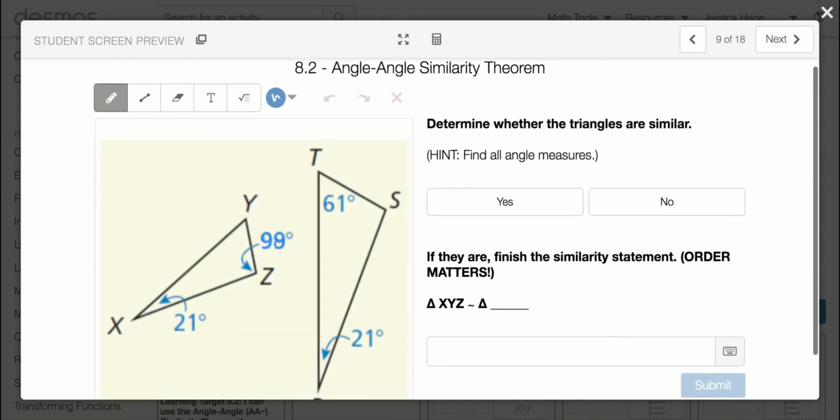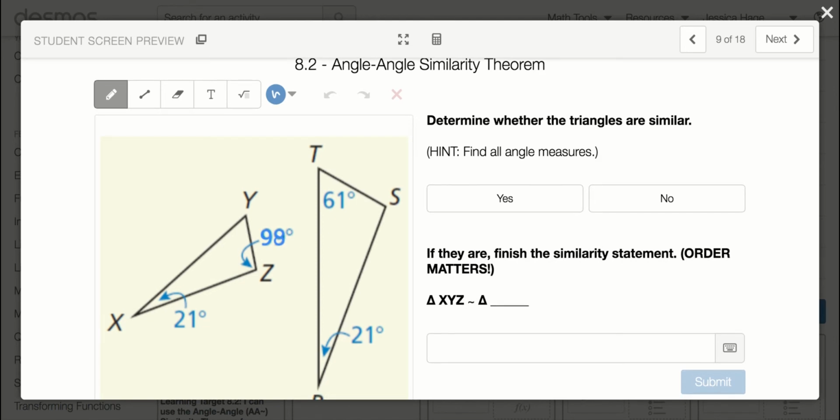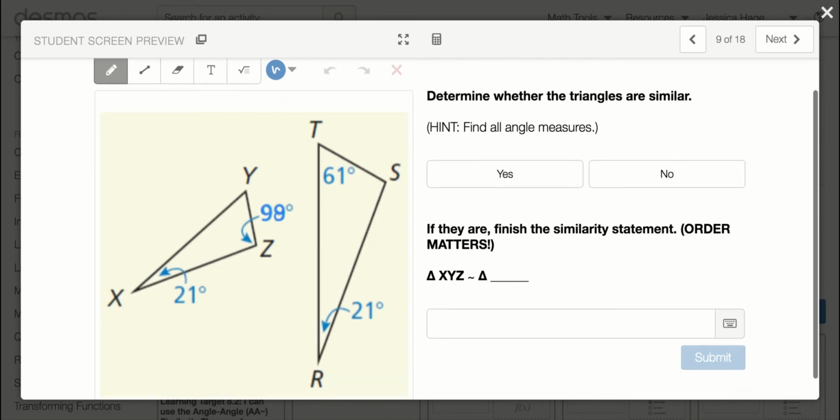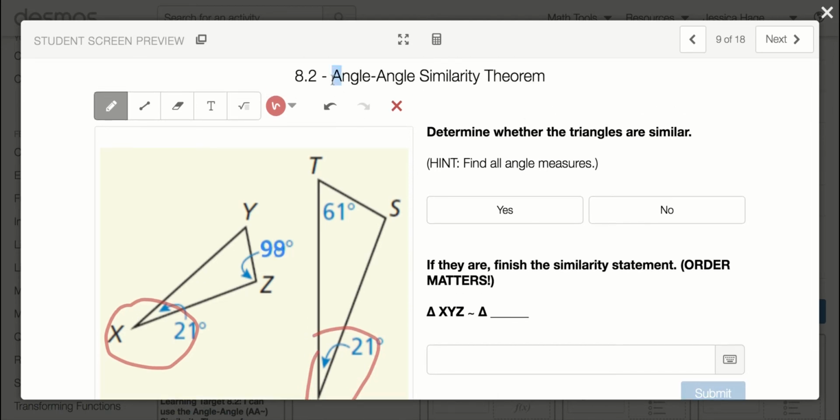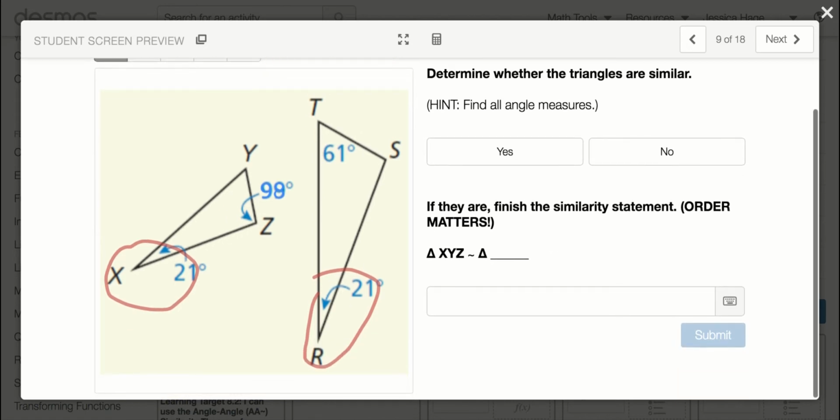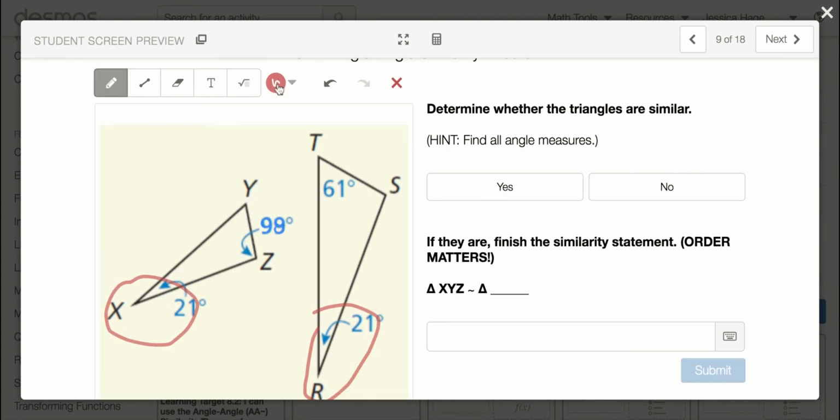So we have an example here. We want to determine whether these triangles are similar. Okay, you want to try to find all the angle measures because just by looking at this, it looks like we only have one angle in common. We have our 21s. So we have angle X is 21 degrees and angle R is 21 degrees. That is only one angle for the angle-angle theorem. So we need another angle that is congruent in order to select yes. So we have 98 for angle Z. We have 61 for angle T.